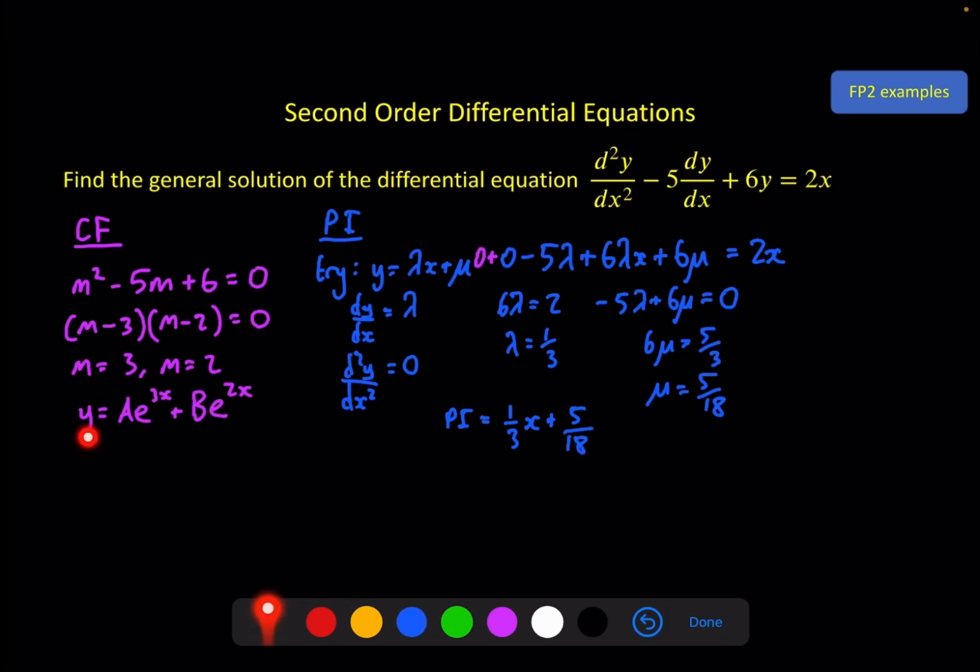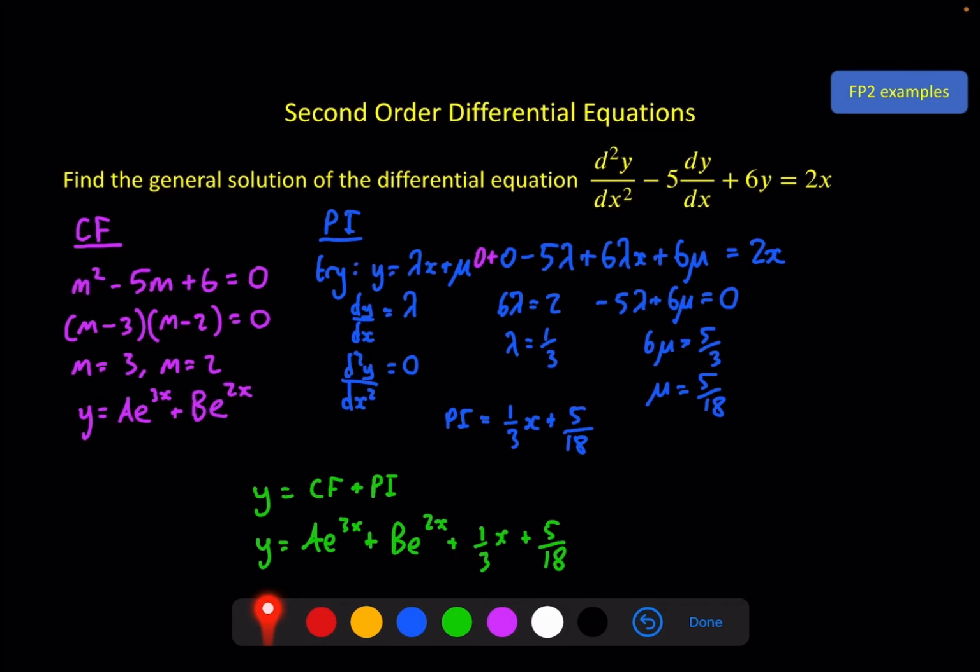Now I've used y in 2 different ways in 2 different parts, that's why I had these mini subheadings here. The last y is my general solution, so I would always write this as CF plus PI first to make it clear that now you're adding these two together to get your final general solution, and that is A e to the 3x plus B e to the 2x plus 1/3 x plus 5/18, and this is the final general solution of this non-homogeneous equation. From this point, to find a and b, the constants of integration, you would need boundary conditions, and that would be the particular solution.